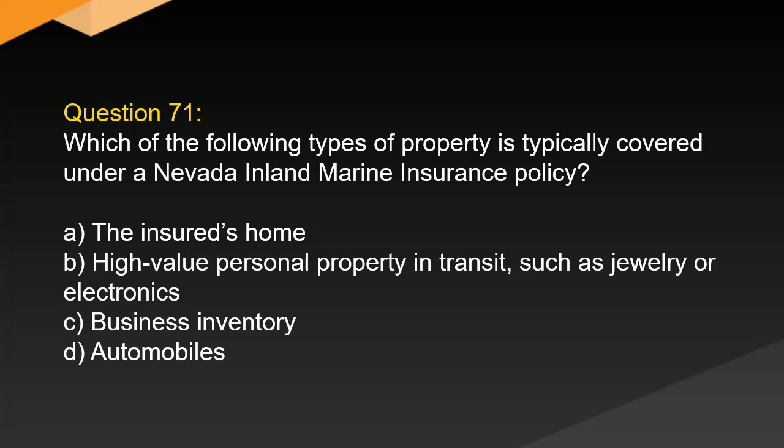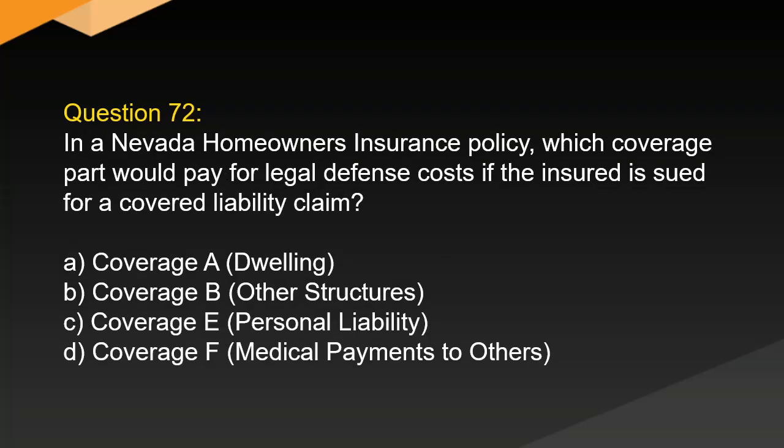C. Business inventory. D. Automobiles. Question 72. In a Nevada homeowner's insurance policy, which coverage part would pay for legal defense costs if the insured is sued for a covered liability claim? A. Coverage A, Dwelling. B. Coverage B, Other structures. C. Coverage E, Personal liability. D. Coverage F, Medical payments to others.